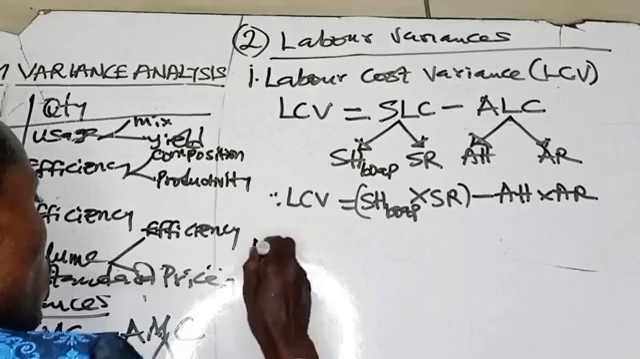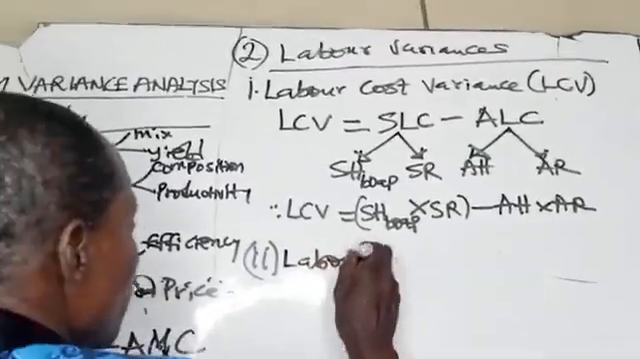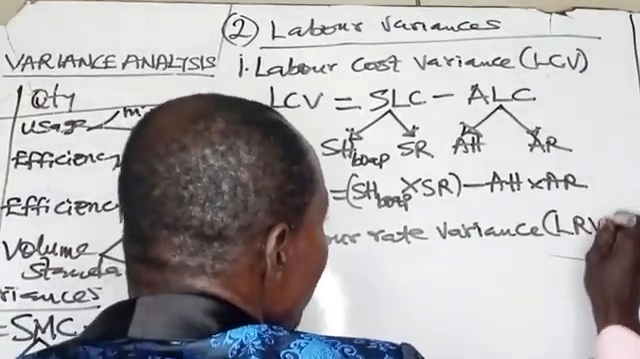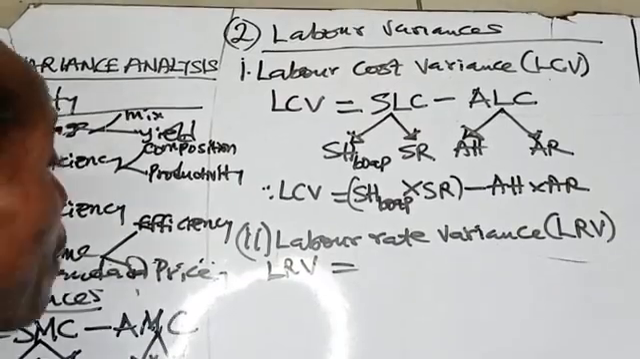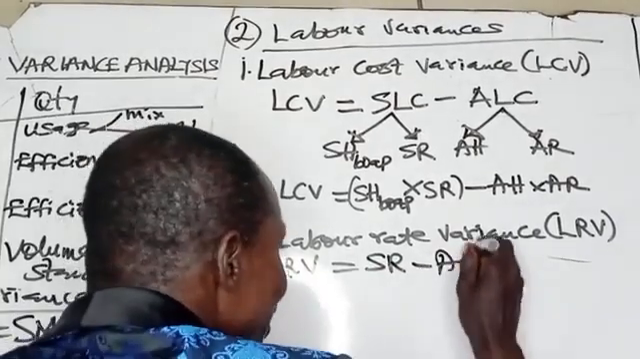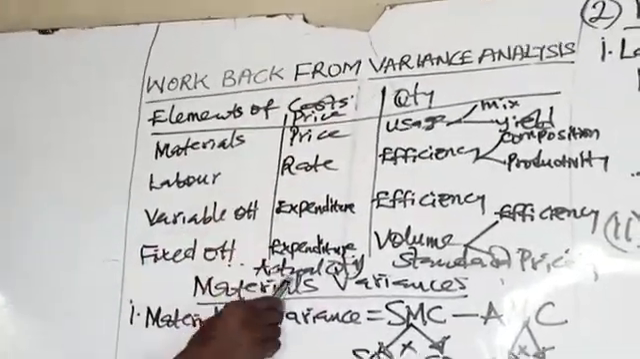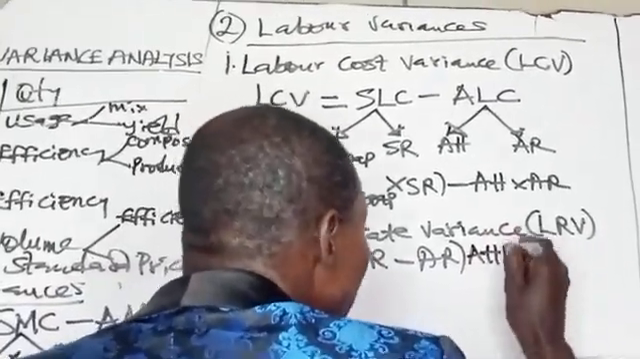Then number 2, we said the labor cost variance will be divided into rate and efficiency. What is labor rate variance? Since it is rate, variance is standard minus actual. So it will be standard rate minus actual rate. Remember, I've told you, if you are calculating anything under the price variance, the weight should be the actual quantity of that element. The actual quantity of labor is measured in hour. So we multiply by actual hours paid for.